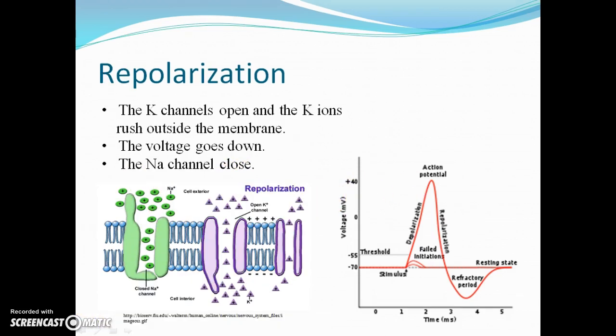The third stage is repolarization. In this stage, the potassium channels slowly open and the sodium channels close. Because the potassium channels are open, the potassium ions rush outside the cell membrane. As a result, the voltage goes down.